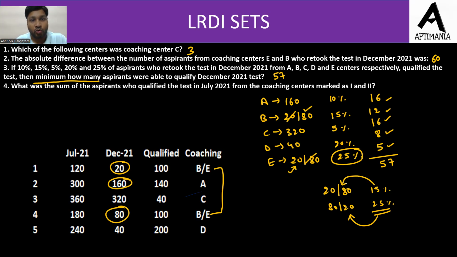What was the sum of aspirants who qualified the test in July 2021 from coaching center marked as first and second? So first and second से कितने qualify करे? तो answer is 100 and 140, that is 240. Okay, so I think this set was not that difficult category, easy set था.